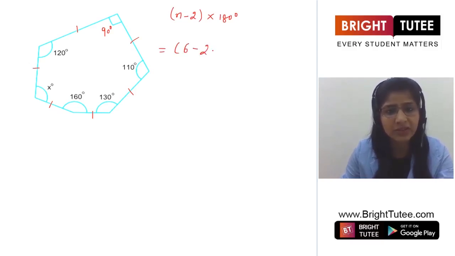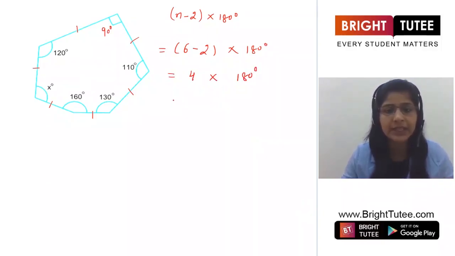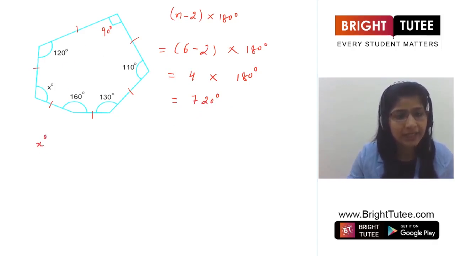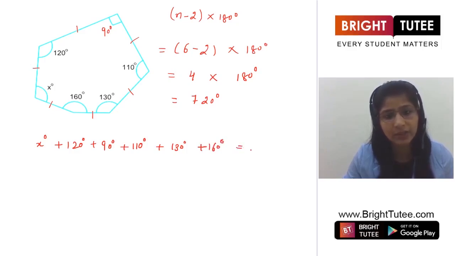N is the number of sides. So 6 minus 2 multiplied with 180 degrees. 6 minus 2 is 4 multiplied with 180 degrees. So multiplying it, we will get 720 degrees. Now that means the interior angle sum is 720 degrees. So we will add all of them. We will write x degrees plus 120 degrees plus 90 degrees plus 110 degrees plus 130 degrees plus 160 degrees is equal to 720 degrees, right?